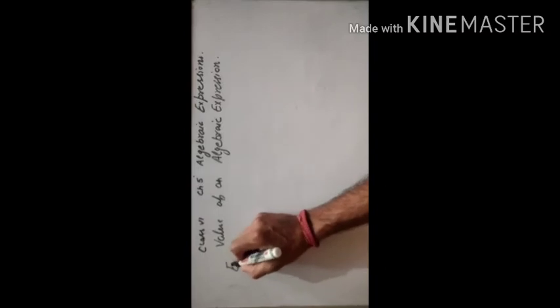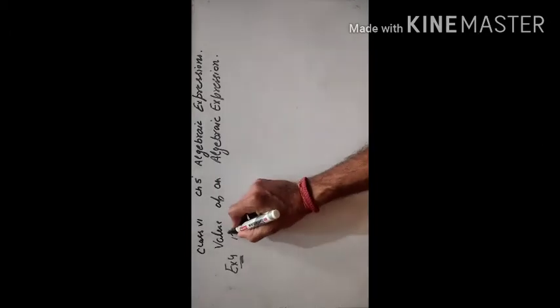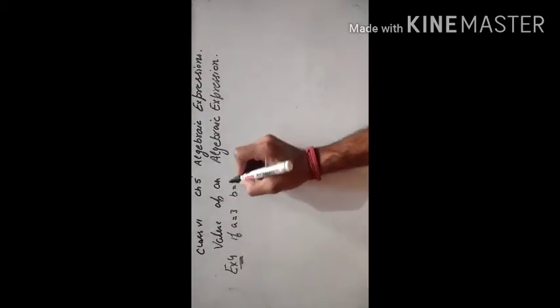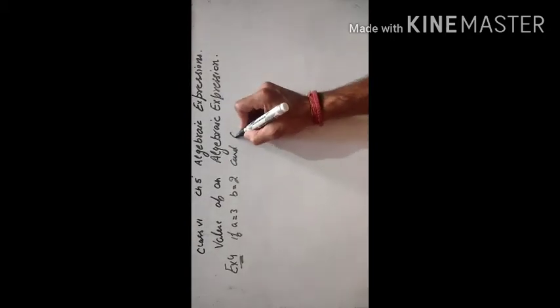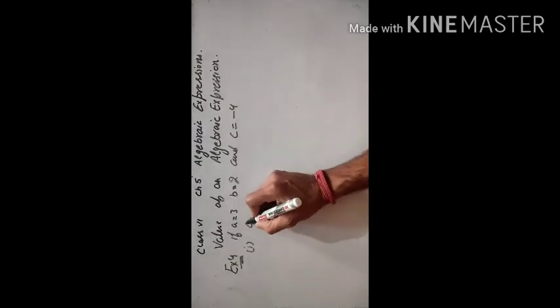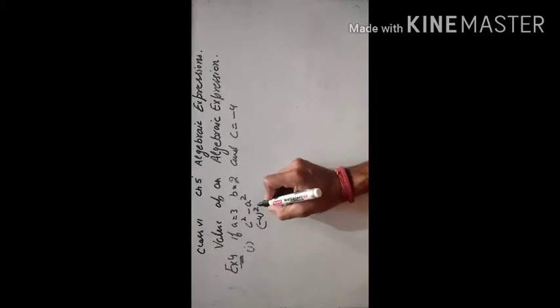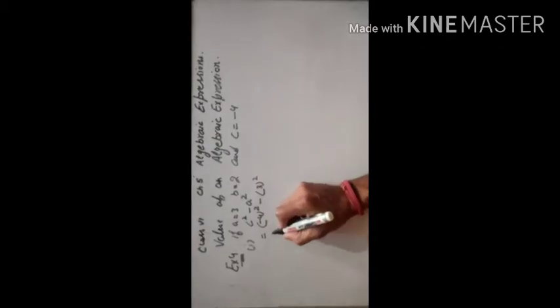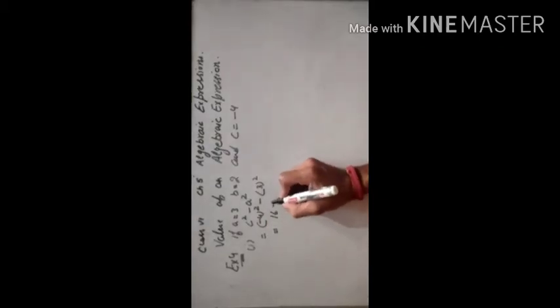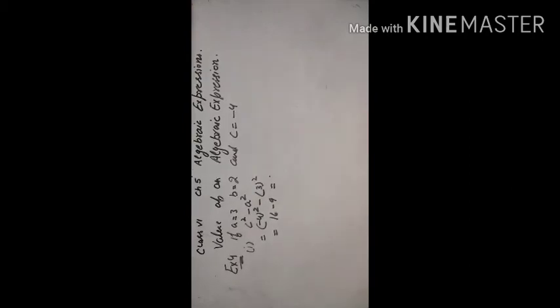Now example 4. Example 4 is if a is equal to 3, b is equal to 2 and c is equal to minus 4. Find the value of, first is c square minus a square. Now put c is equal to minus 4 square minus a means 3 square, that is equal to minus 4 square means 16, minus 9. 16 minus 9 is 7.